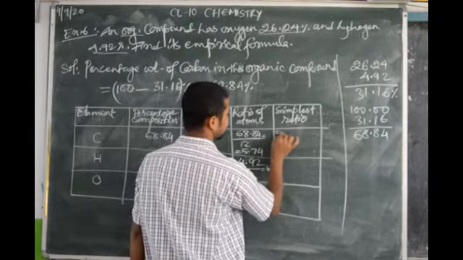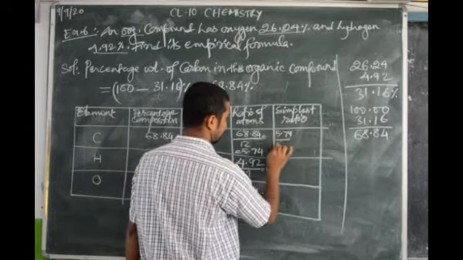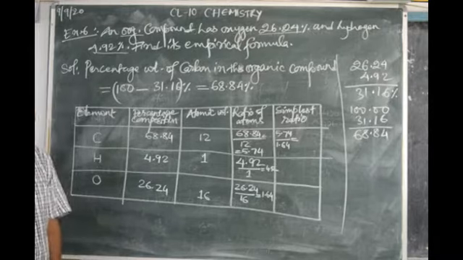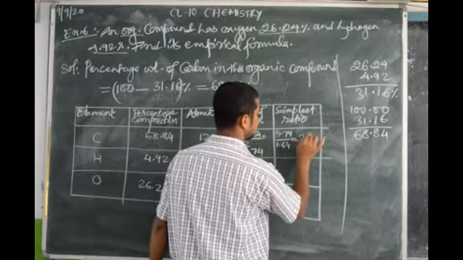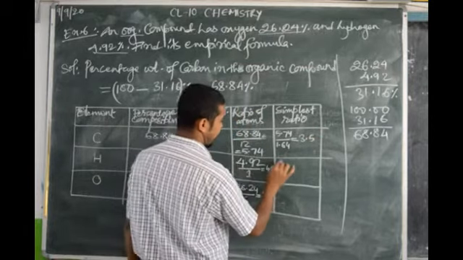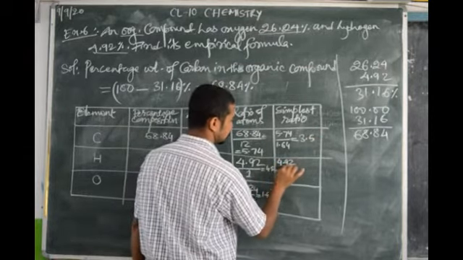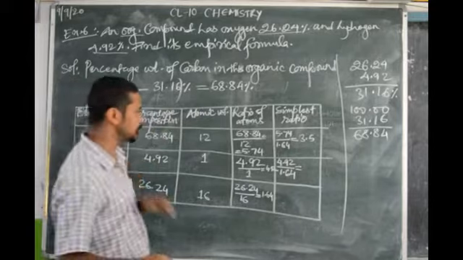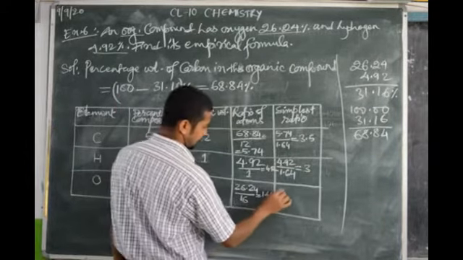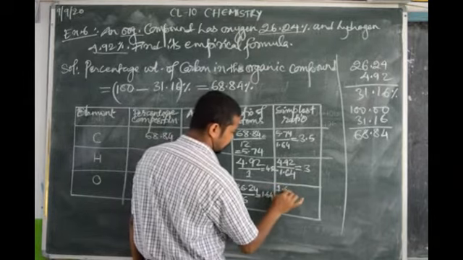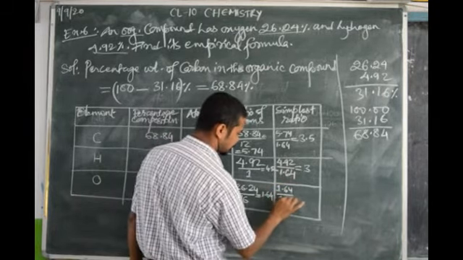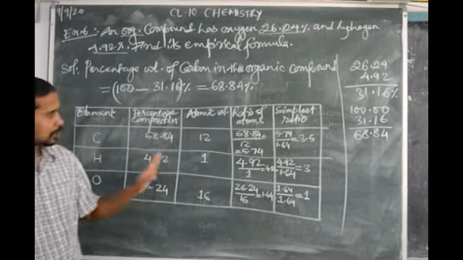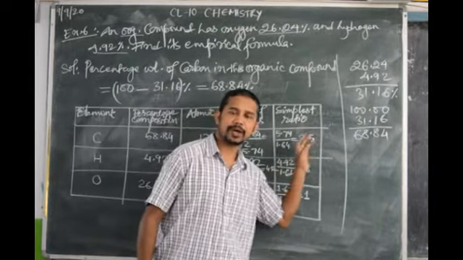So it is 5.74 divided by 1.64. How much will you be getting? You will be getting 3.5. And then 4.92 divided by 1.64. Here you will be getting 3. Then 1.64 divided by 1.64 you will be getting 1. Now, the question is, this 0.5 you cannot ignore.